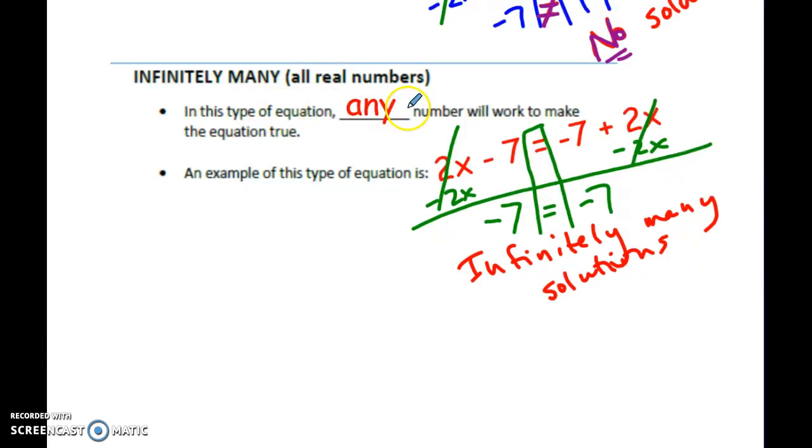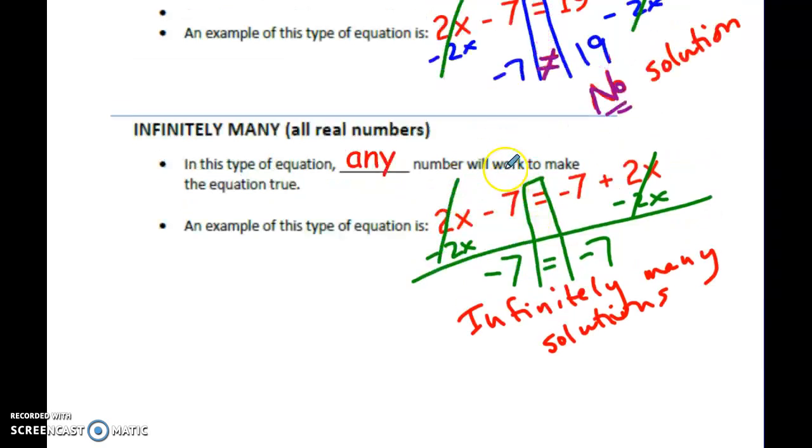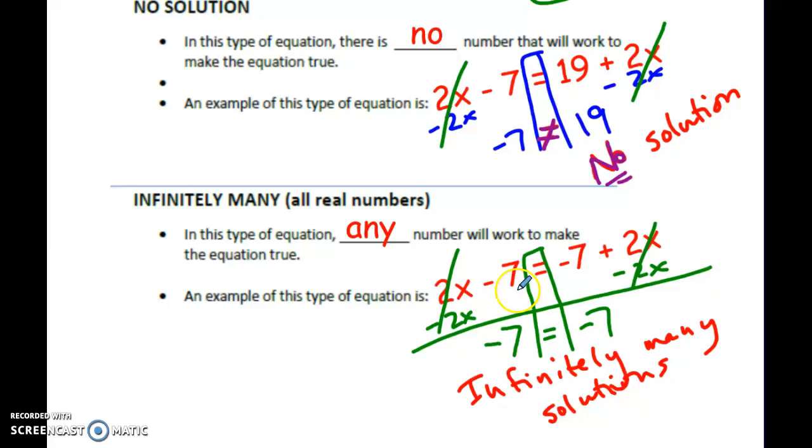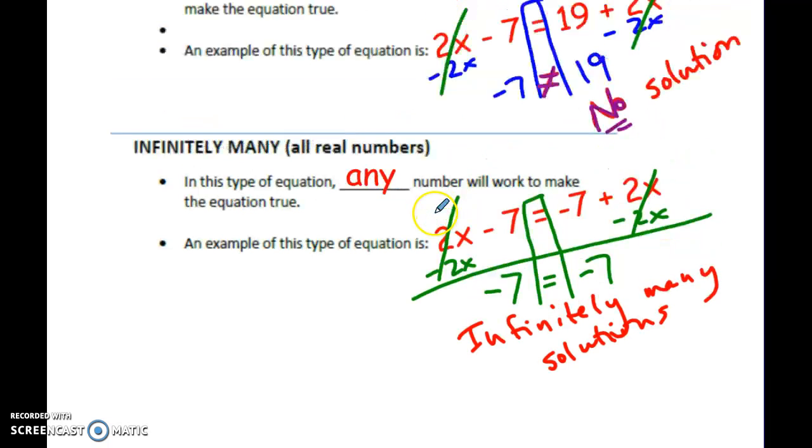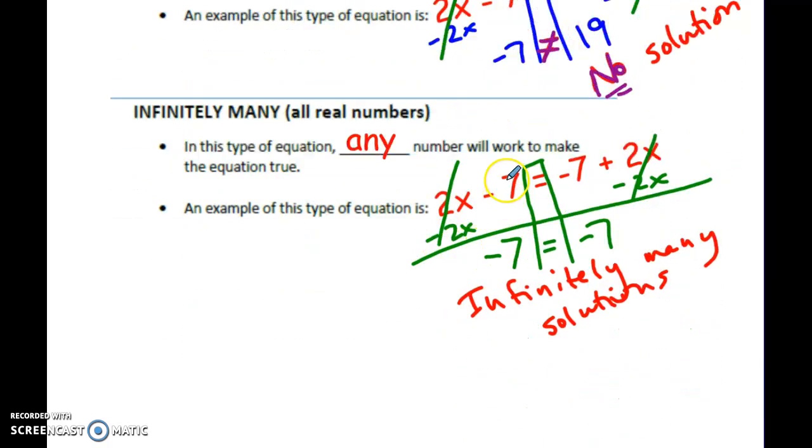So this means any value will work for that variable to make the equation true. It means this equation is balanced, and it's never going to become unbalanced no matter what you plug in. So I started out with the same type of equation, 2x minus 7. But guys, on the other side, what I did is I gave you a negative 7 plus a 2x. So again, working with the steps that we use when we have variables on both sides, you go to move your 2x, and what happens is it not only cancels off this side and this side, like before, but notice what happens when you bring down.